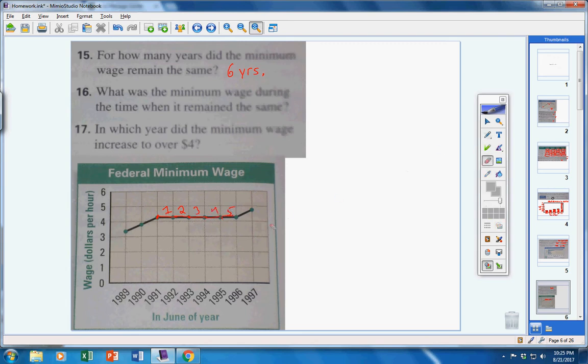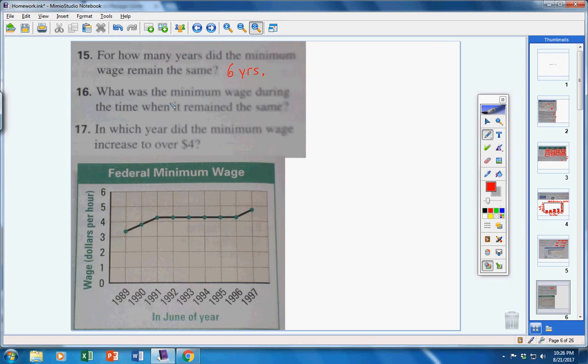So I think you make a pretty good argument for 5 years too, but I really do feel, the more I think about this, the best answer is 6, because this was the minimum wage for all of 1991, for all of 1992, for all of 1993, for all of 1994, 95, that's 6 years, so the answer is 6 years, okay? For 6 years, the minimum wage stayed the same.